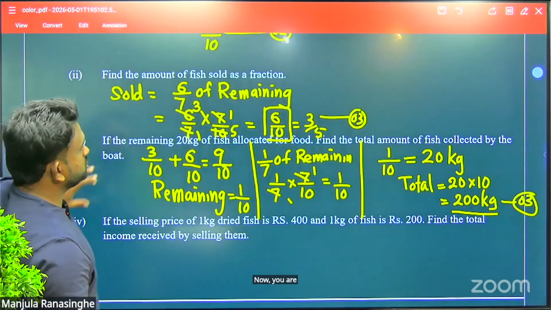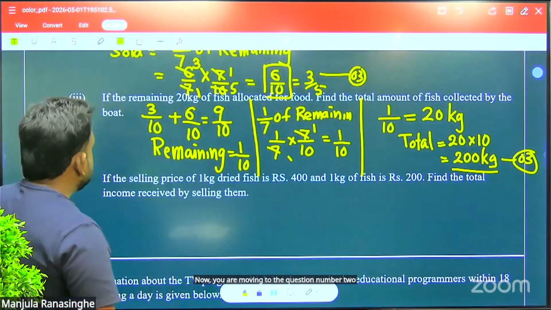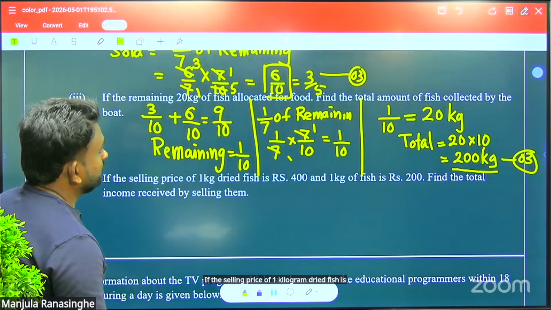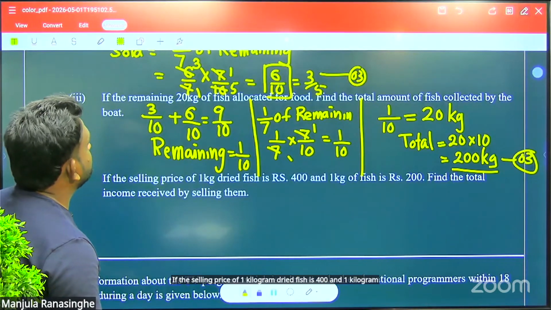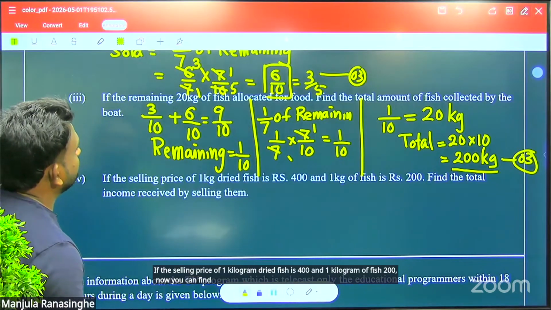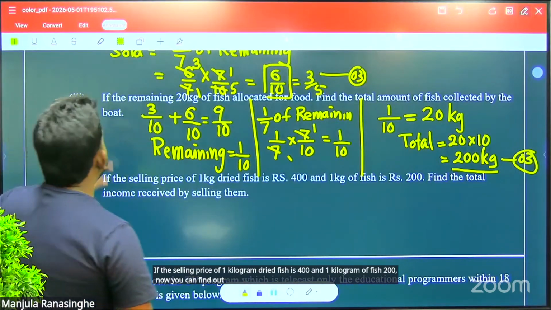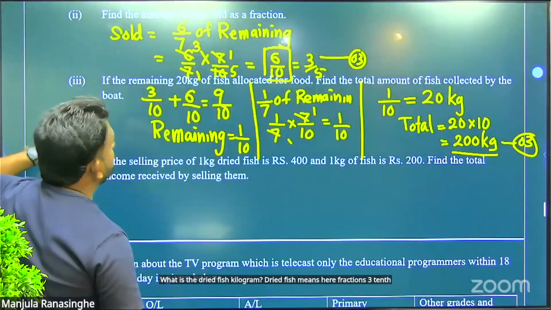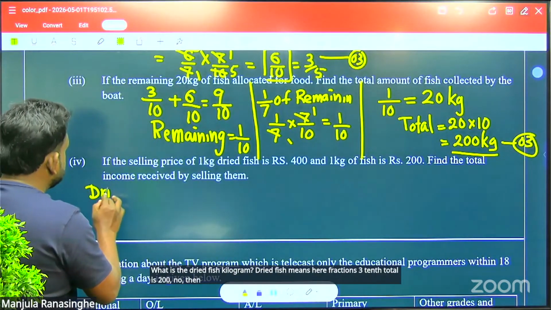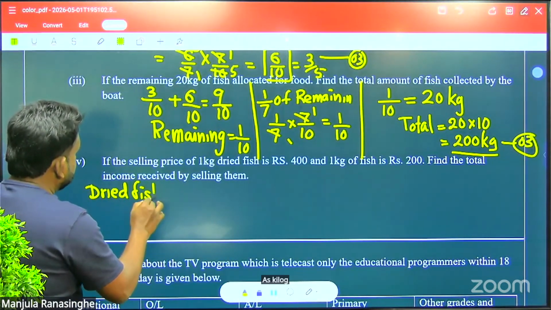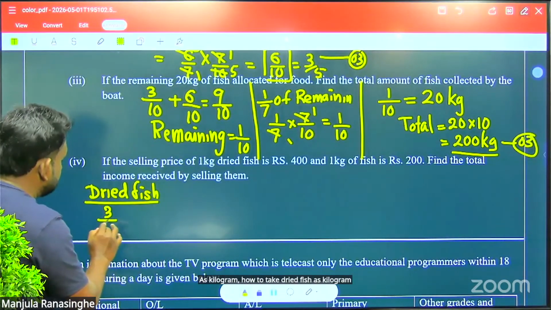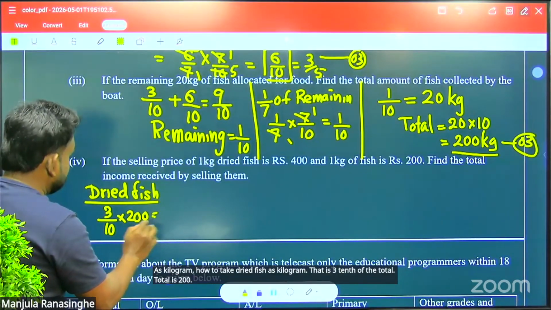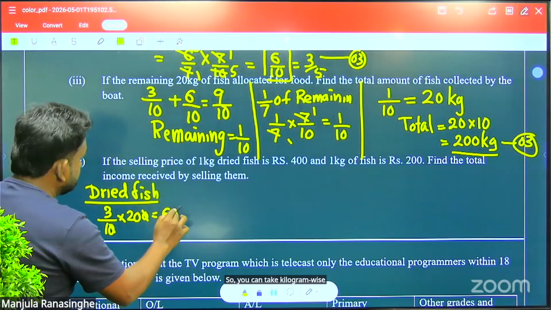Now you are moving to question number 2. If the selling price of 1 kilogram of dried fish is 400 and 1 kilogram of fish is 200. Now you can find out what is the dried fish in kilograms. Dried fish means here fraction 3/10. Total is 200. Then you take dried fish as kilograms. How to take dried fish as kilograms? That is 3/10 of the total. Total is 200. So kilogram wise, that is 60 kg.